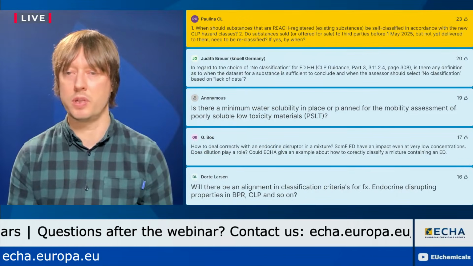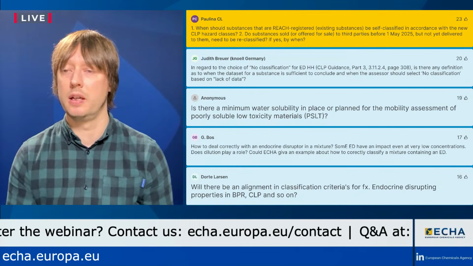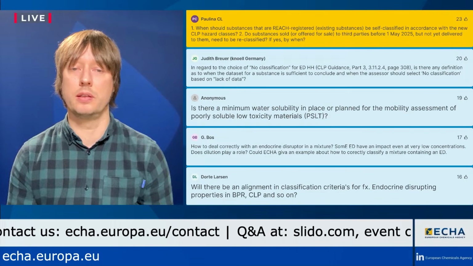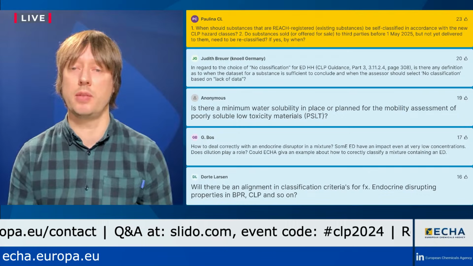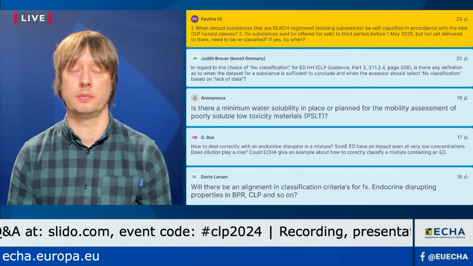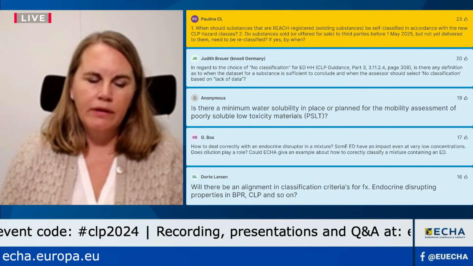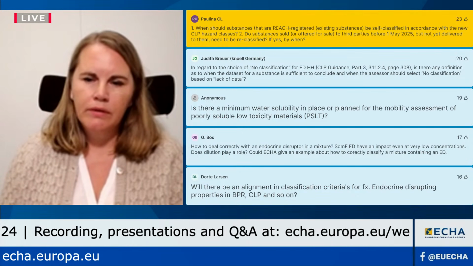So moving on to the next, we have a two-parter. So I'll start with part 1, and then we'll get an answer from Stina, and then we'll have a look at question 2. So question 1: when should substances that are REACH registered, in parentheses existing substances, be self-classified in accordance with the new CLP hazard classes? Stina? Thank you, Simon. So in principle, companies should start to classify their substances and mixtures already now.